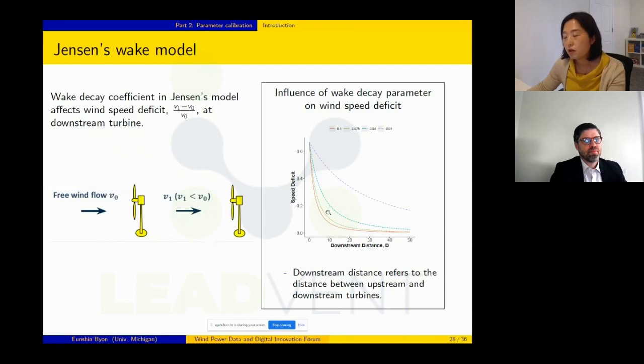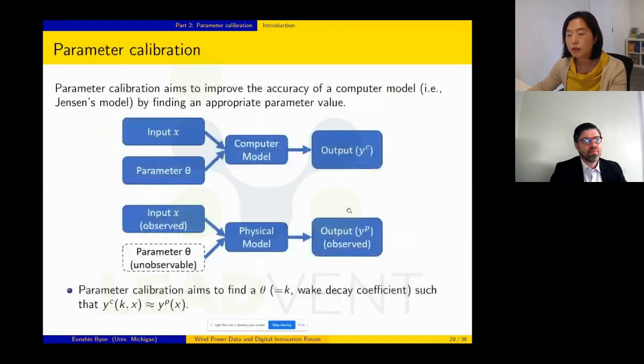And which wake decay parameter is good? Depending on which one we use, the result is so different. So we want to find good wake decay parameters in Jensen's model. This is called parameter calibration. And parameter calibration aims to improve the accuracy of a computer model, in this case Jensen's model, by finding an appropriate parameter value employed in the computer model.